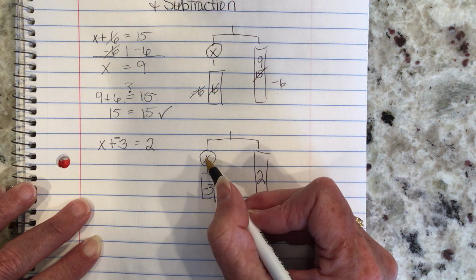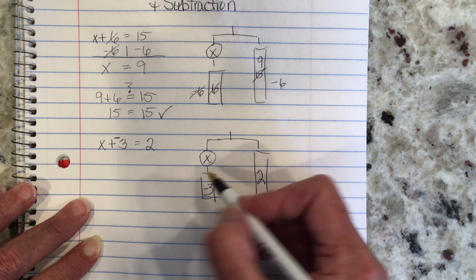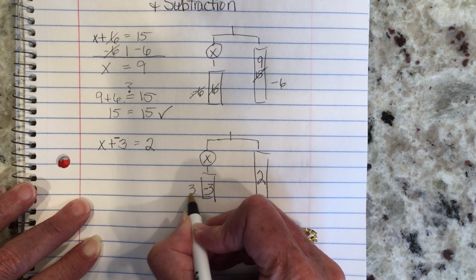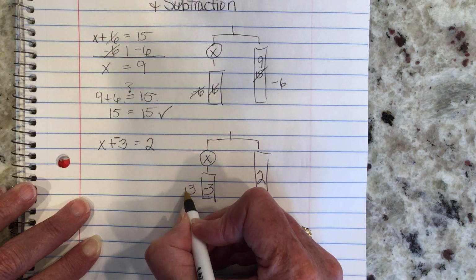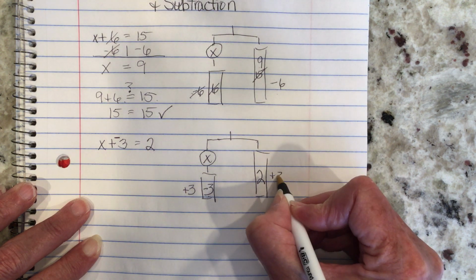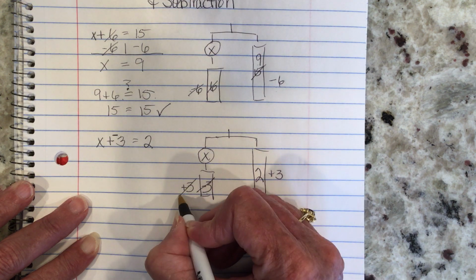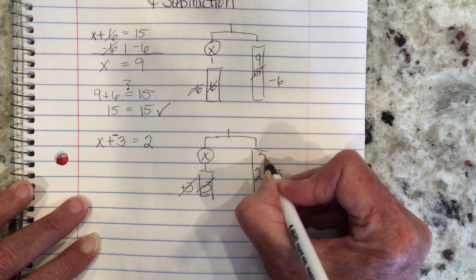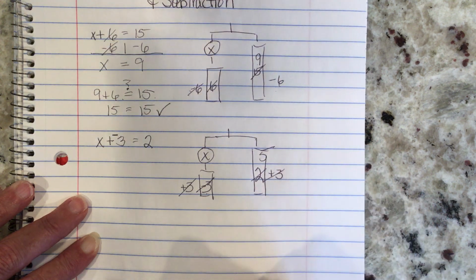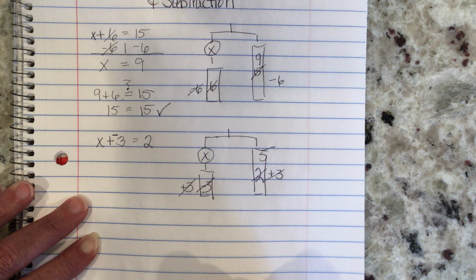Well, my goal is to get x by itself, so I need this negative 3 to go away. What am I going to put with negative 3 to make it 0? I'm going to put its opposite with it, so the opposite of negative 3 is positive 3. If I put positive 3 on that side, I have to put positive 3 on that side to keep it balanced. These cancel each other out, and now instead of 2 here, I now have 5. Okay, so x equals 5. I have isolated the variable.